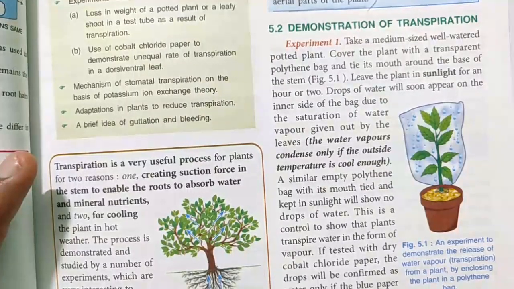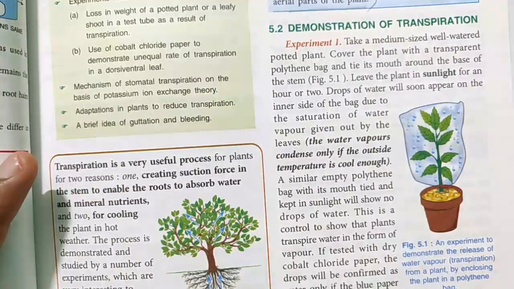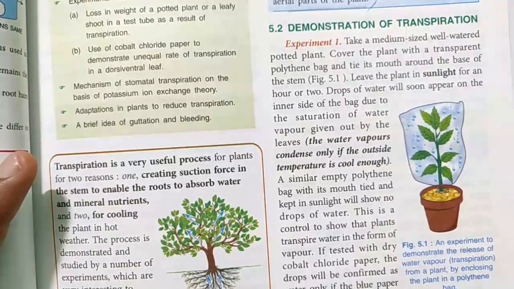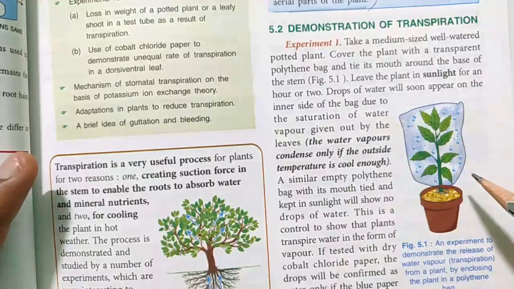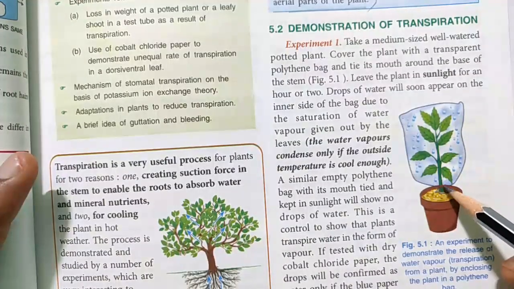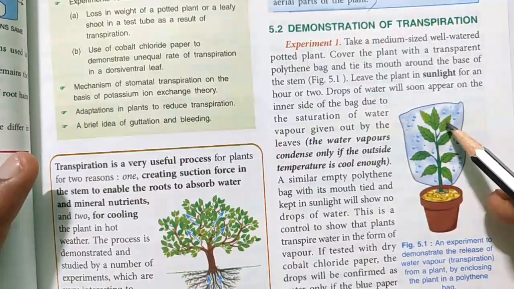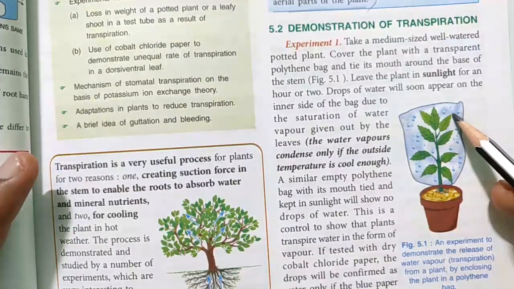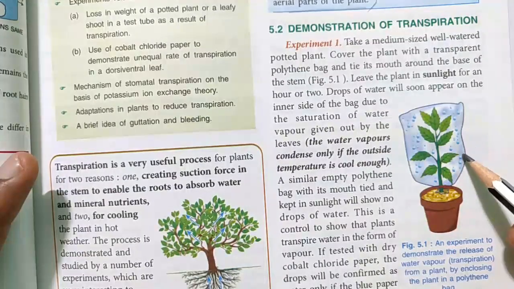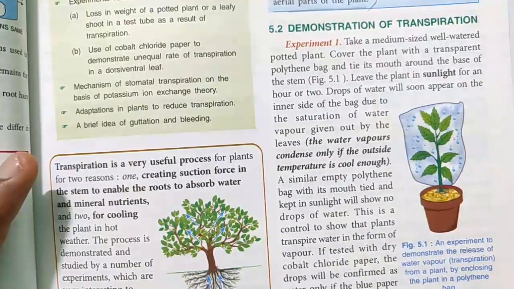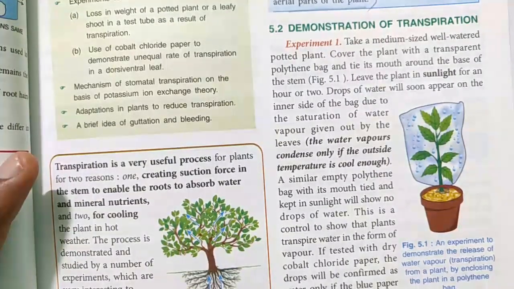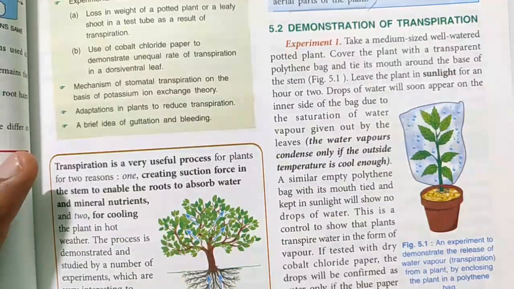So that's why the plant was covered, so that we can see how much water is transpired by the plant. As you know, the suction force will be there from the tip of the plant. So the tip of the plant, basically the aerial part, will start losing water in the form of vapor, and when this vapor condenses in the polythene bag, it changes into tiny droplets of water. So this is basically the demonstration of transpiration.